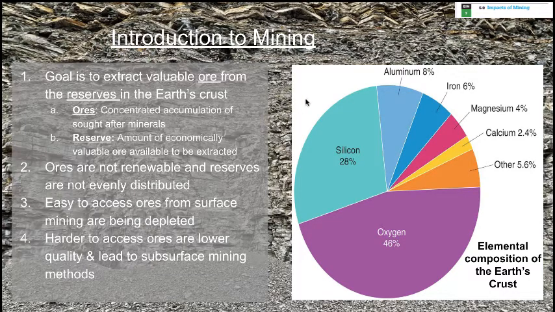So easy access to ores tends to be the first thing, right? What's easier and cheaper to get to? Surface mining techniques, which we'll get into. Those are being depleted. So harder to access ores and lower quality ores are things that you'll be forced into finding, which creates a more dangerous scenario for humans anyway, as subsurface mining is digging deeper.